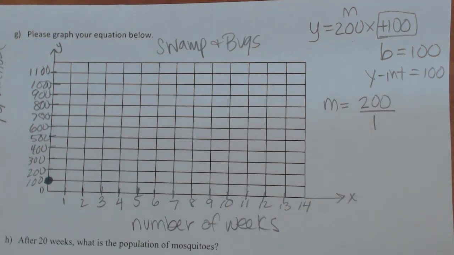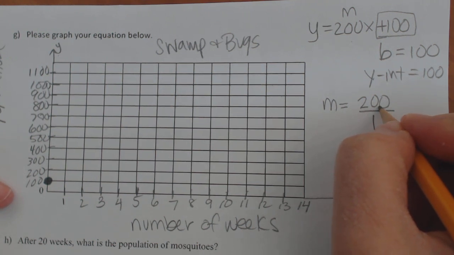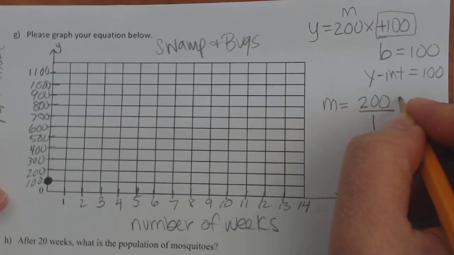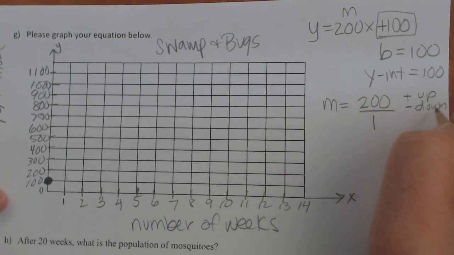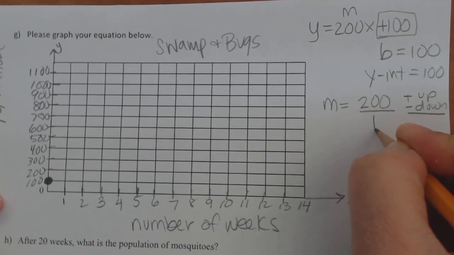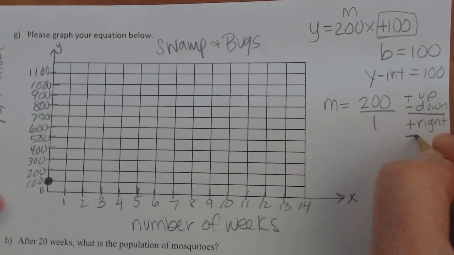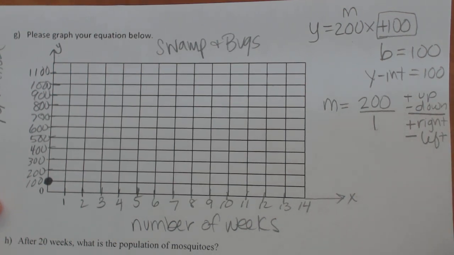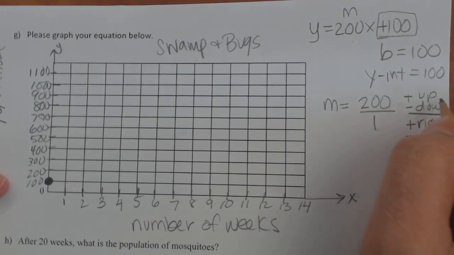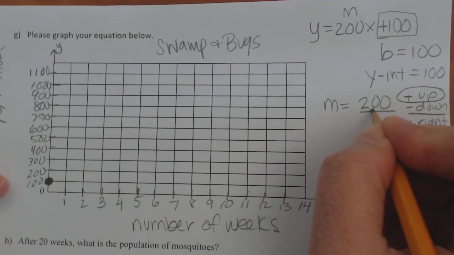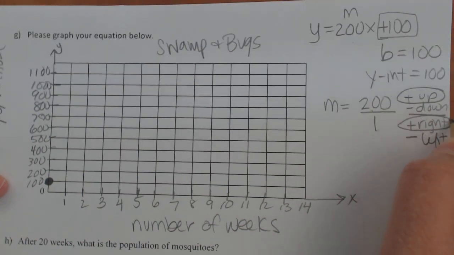We have 200 over 1. Please notice I did change it back into the fraction because the number in the numerator tells us how many we go either up or down. If it's positive, we go up. If it's negative, we go down. The number in the denominator tells us either to go left or right. If it's positive, we go right. If it's negative, we go left. Okay, so the number at top, 200, is positive, so we are going to go up 200. The denominator is positive, so we're going to go right 1.